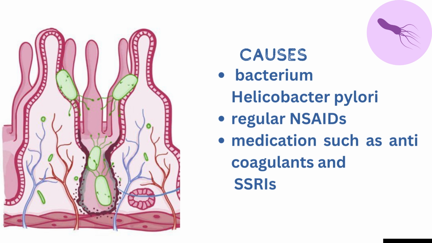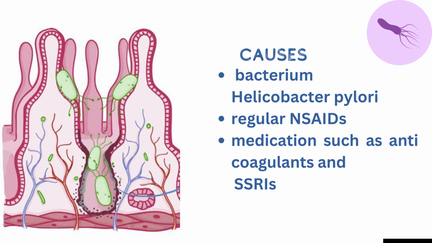Second is the regular use of non-steroidal anti-inflammatory drugs. Peptic ulcer disease is a well-recognized complication of NSAID use. Inhibition of COX-1 in the gastrointestinal tract leads to a reduction of prostaglandin secretion and its cytoprotective effects in gastric mucosa. This therefore increases the susceptibility to mucosal injury.